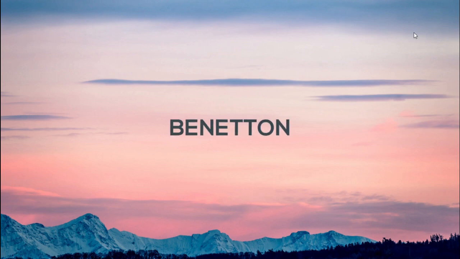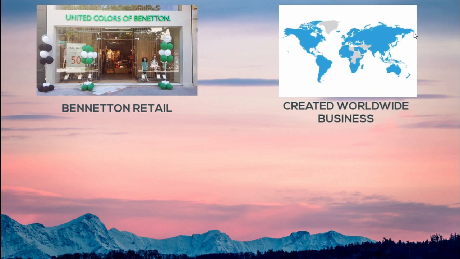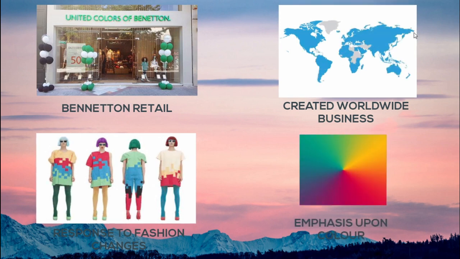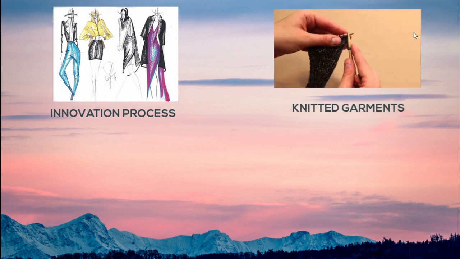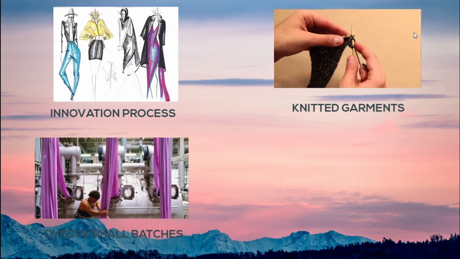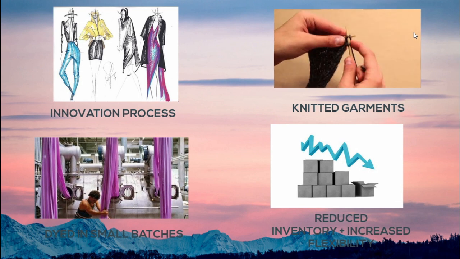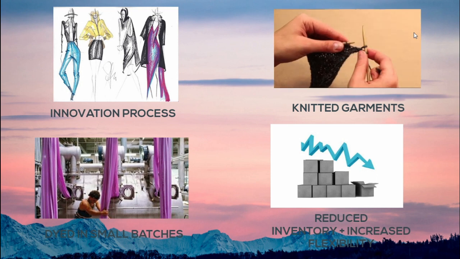For example, Benetton. A classic example is provided by Benetton, the Italian fashion goods manufacturer and distributor, which has created a worldwide business based upon responsiveness to fashion changes, with a particular emphasis upon color. By developing an innovative process whereby entire knitted garments can be dyed in small batches, they reduce the need to carry inventory of multiple colors. And because of the small batch sizes for dyeing, they greatly enhance their flexibility.